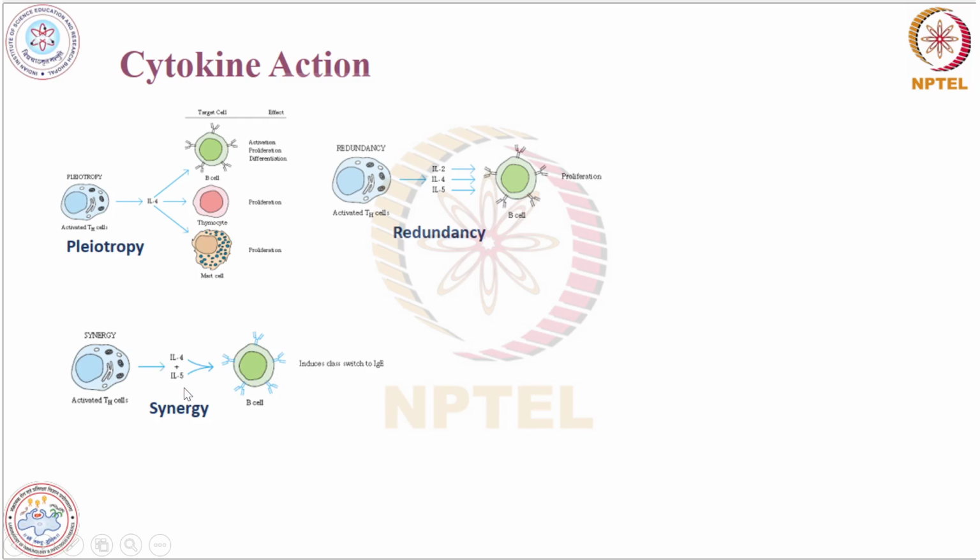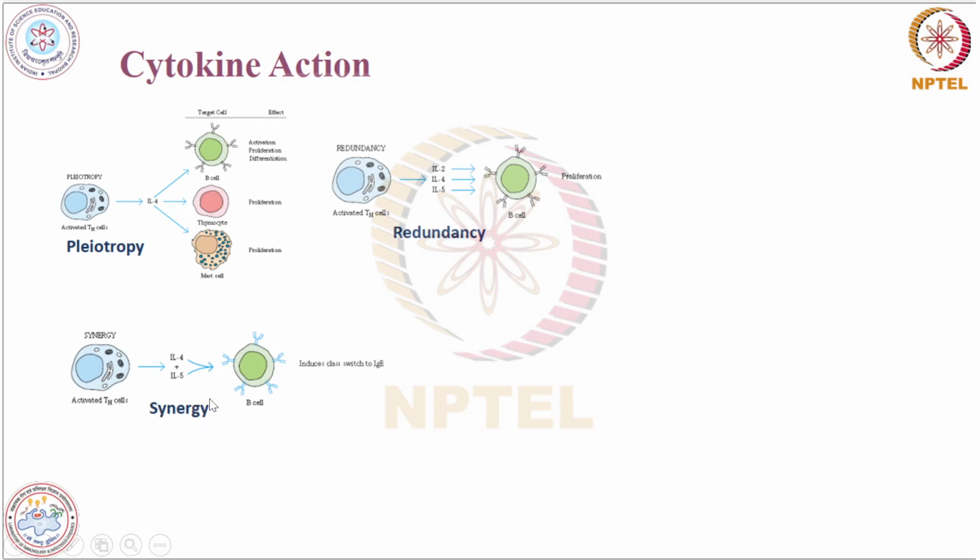So here, when both interleukin 4 and interleukin 5 are received together by the B cell, the response is that they induce class switching. So this is synergy. In general, in the case of pleiotropy, one cytokine, many effects from different cells. In redundancy, different types of cytokines, but same job, same effect. You can write down these short terms as you are listening so that it will be easier for you to learn.